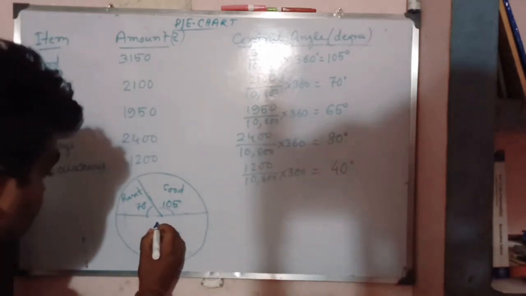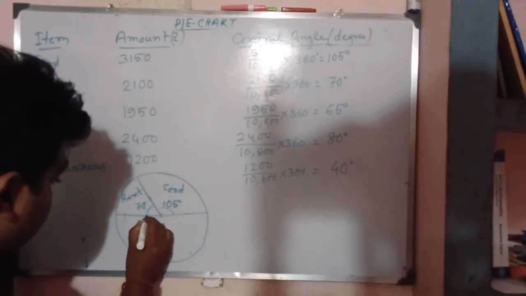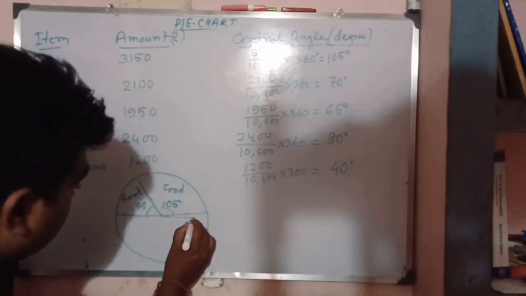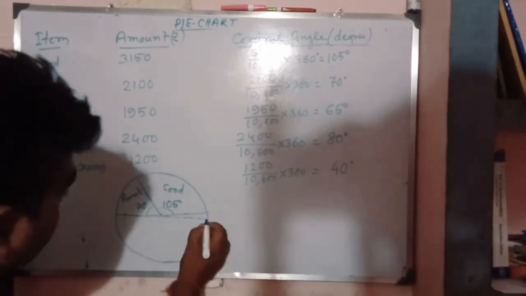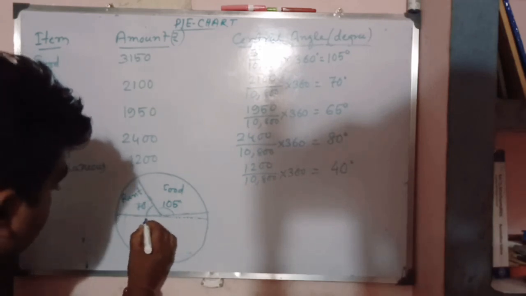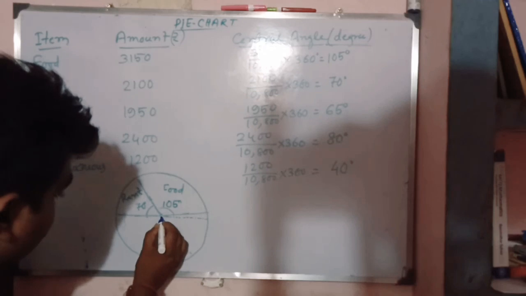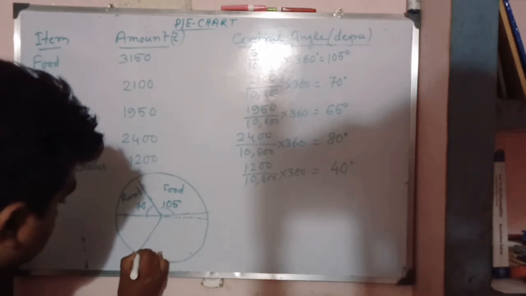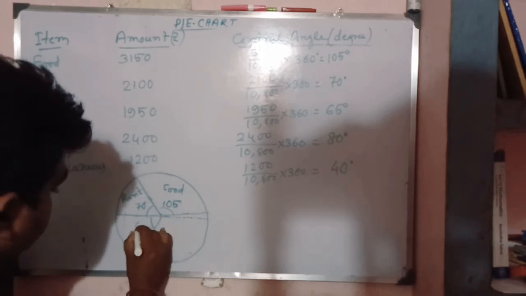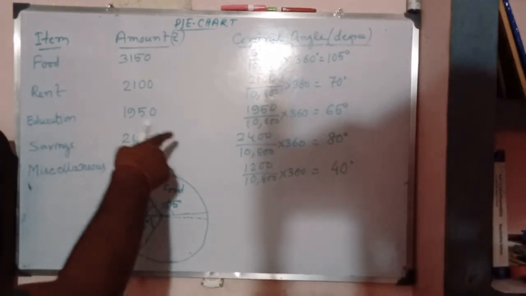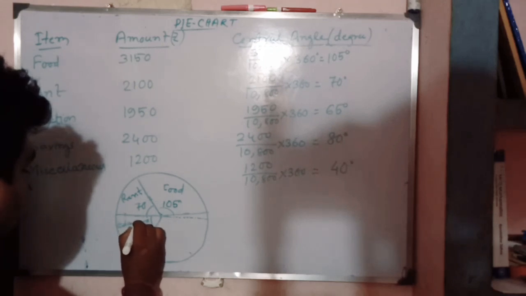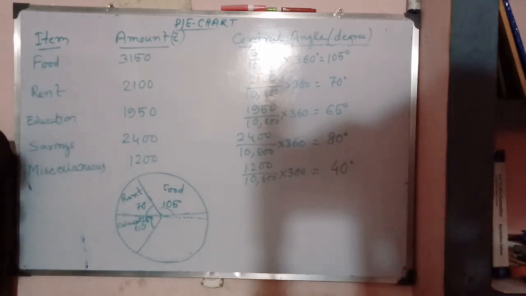For 65 degree, again we take the base as this line, and we can extend it. We are taking this line as base, again putting the protector over here and drawing 65 degree regarding that. So if this is 65 degree, we can write it, and for which purpose? Education. We have to write education. For education purpose. Okay.